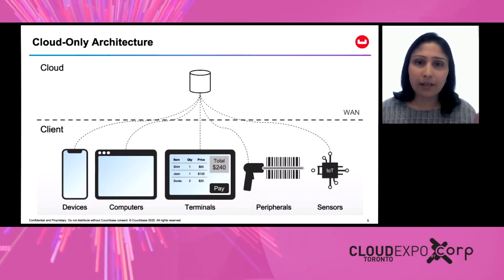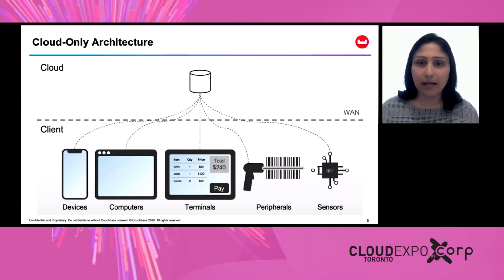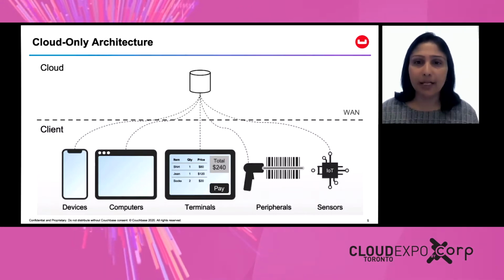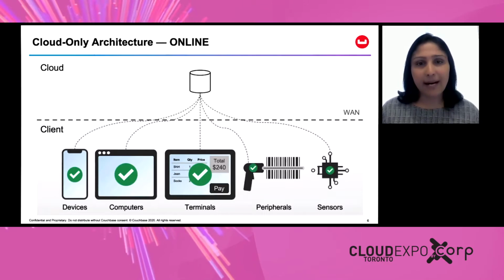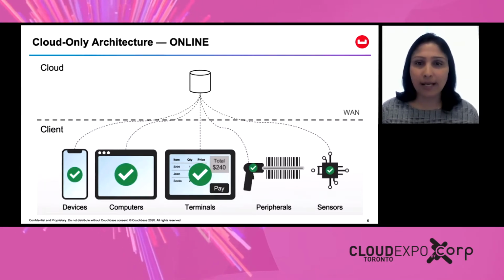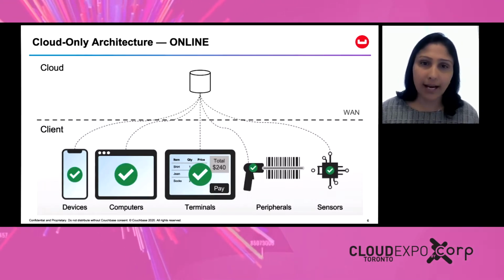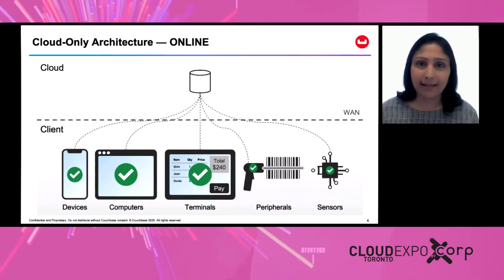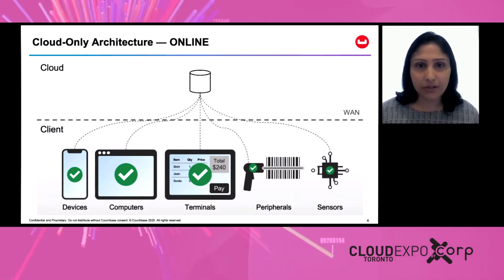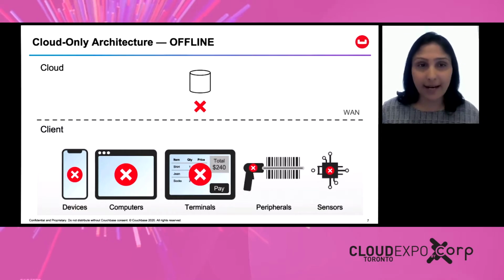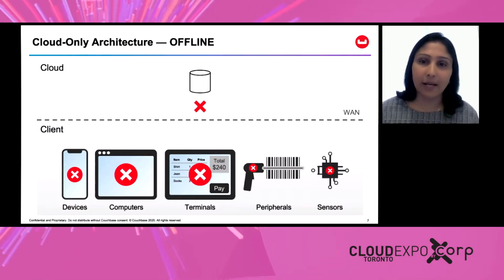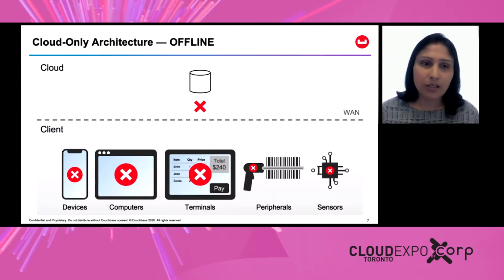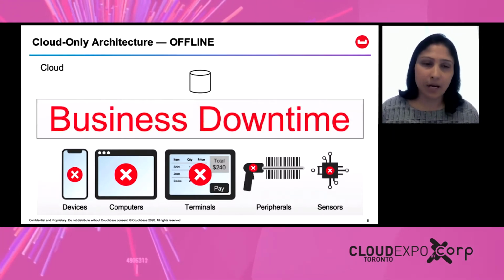So here's a typical cloud-centric architecture. You've got clients, they are consuming and pushing data to a centralized cloud data center. Now, in an ideal world where there's abundance of bandwidth and you've got 100% reliable connection, all clients are up and they're running and serving their users. But we don't live in an ideal world. So any network disruption means the clients are down and they are unable to service their users. So this effectively results in business downtime.